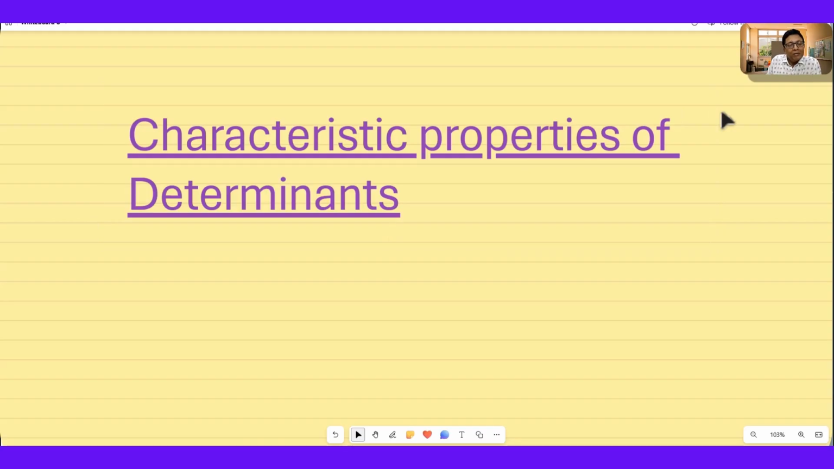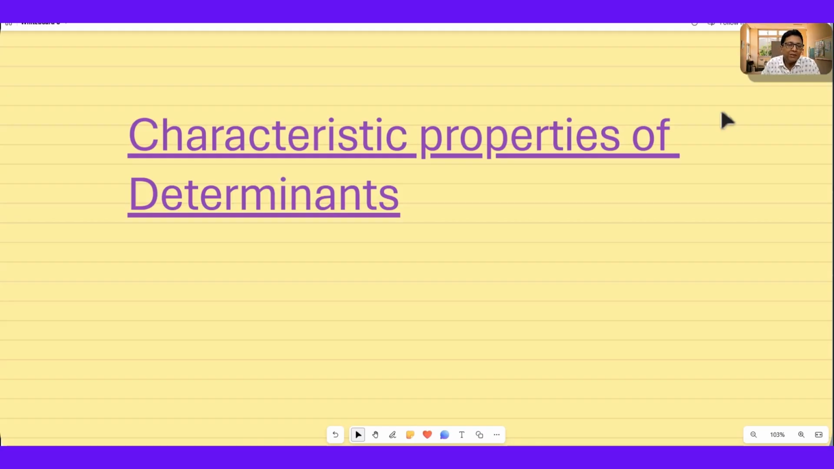Hello everyone, in this session I will be discussing some properties of determinants. You know a determinant of order 2, how to expand, and order 3 also, how to expand, that I have explained in the previous 2 sessions. One was on the concept of determinant, an introduction, and the next one was on Cramer's rule.